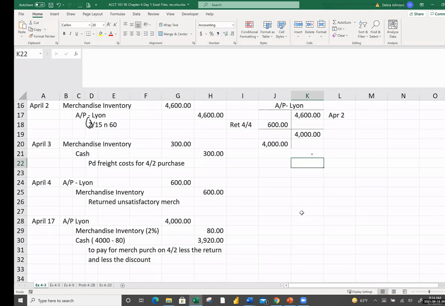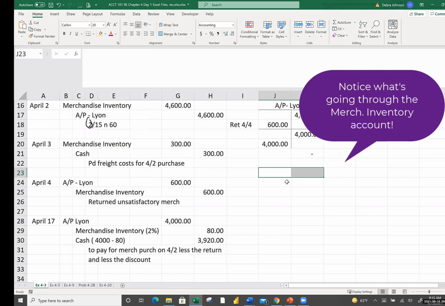One other thing I would encourage you guys to do, just as you're learning, take a look at what's sitting in the merchandise inventory account, right? Because that's the new part of this. If I go back, and normally I wouldn't do this in class, but I think it's important as we're learning about this new perpetual system.